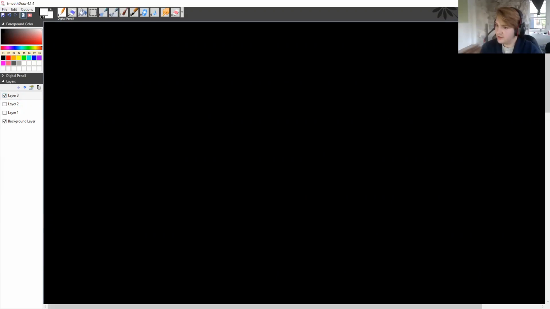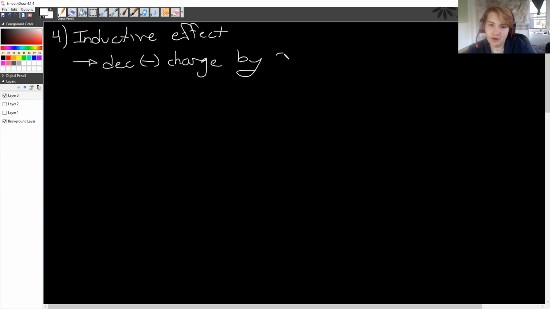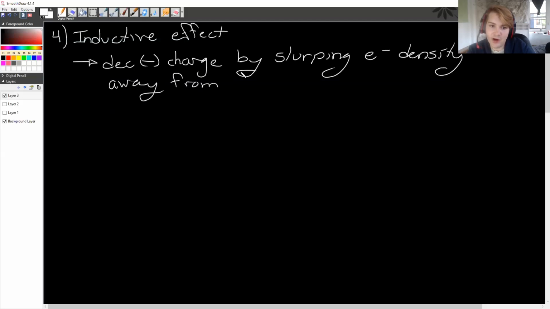All right. So the next one is the inductive effect. And so what the inductive effect is, we're decreasing the negative charge by slurping electron density away from the anion, the negative atom.